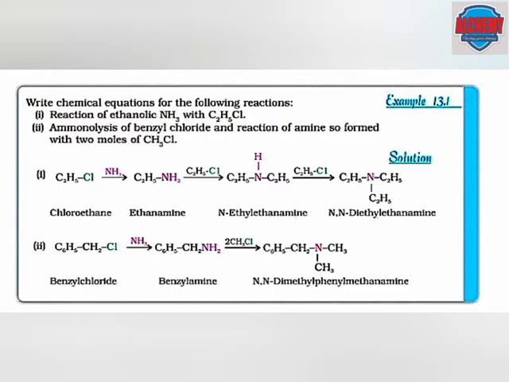In the second question, benzyl chloride, that is C6H5CH2Cl, combines with ammonia molecule. The same process takes place here, and finally it results in the formation of N,N-dimethyl phenylmethanamine. C6H5 signifies the benzene ring, that is also called phenyl.